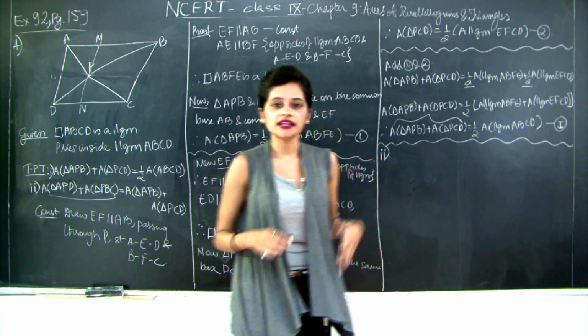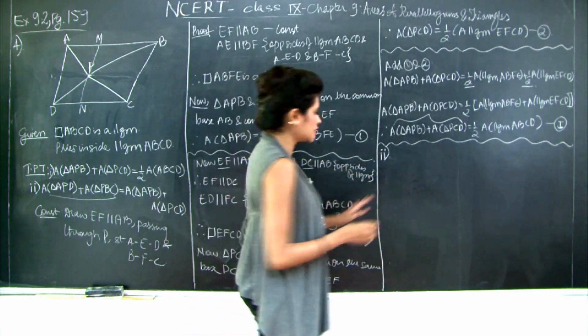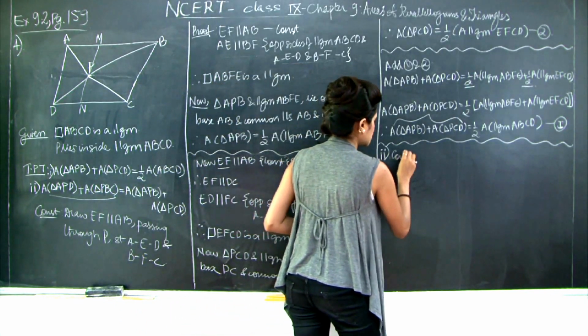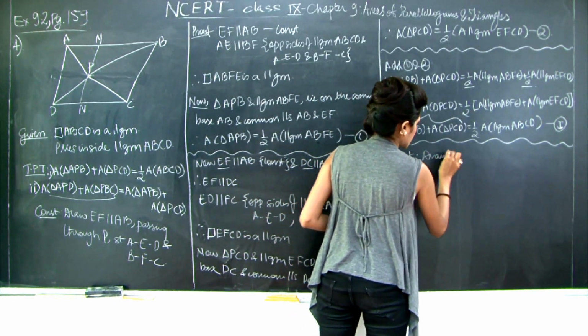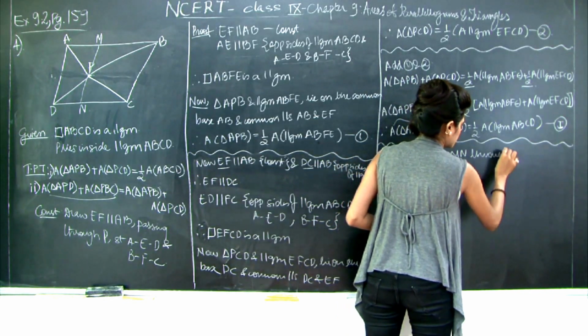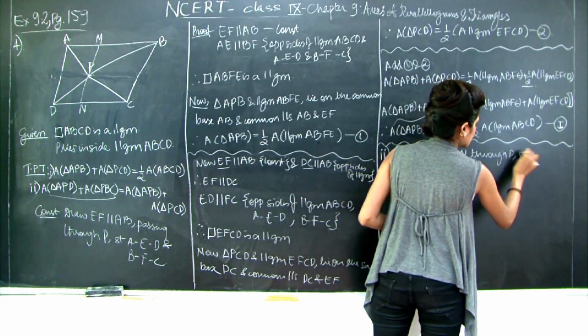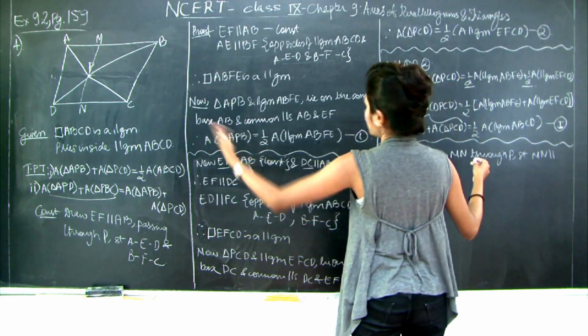So let's go ahead and write the solution. It's a very repetitive solution. So first we will start with the construction. So I'll say construction, draw MN through P such that MN is parallel to AD.